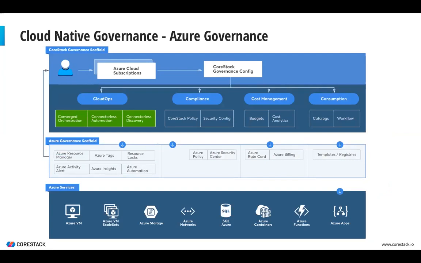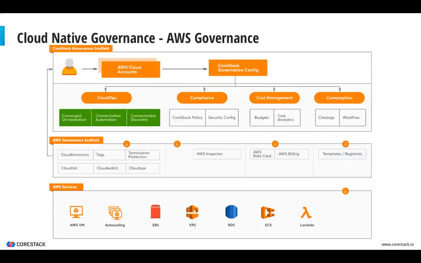CoreStack basically solves this problem proactively using native services. In terms of Azure, it uses the Azure governance scaffold and Azure native services for proactively applying all the configuration required for services, and then the policy, which detects any violation that happens. So one is the proactive way of enforcing certain things and then checking the audit. This is the way CoreStack helps in solving the compliance problem. And similarly for AWS, it follows AWS native services to provide governance.